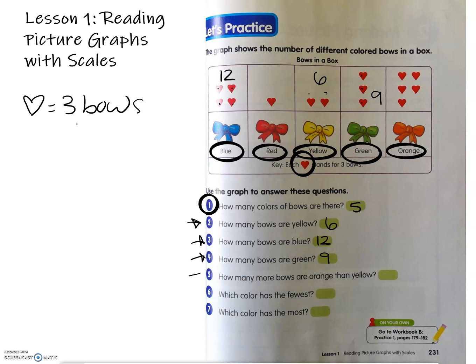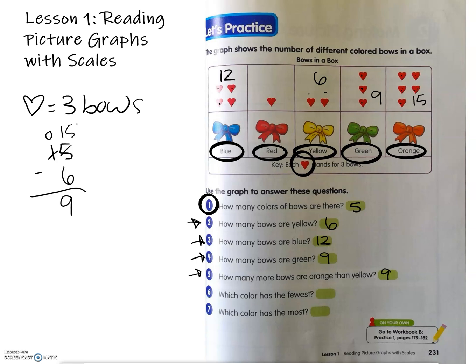Number 5 says, how many more bows are orange than yellow? Well, I already know how many yellow bows there are. There are 6. So now I need to find out how many orange bows there are. There are 5 hearts. So 3, 6, 9, 12, 15 orange bows. So I need to take 15, which is the amount that's more, and subtract the yellow, which is 6, to find out my answer, which is 9. So there are 9 more orange bows than yellow.